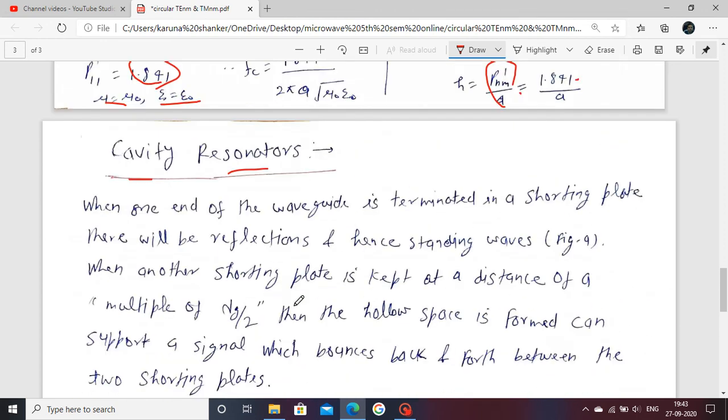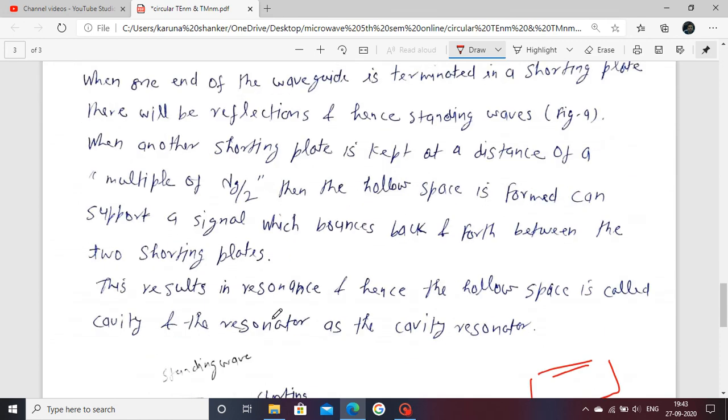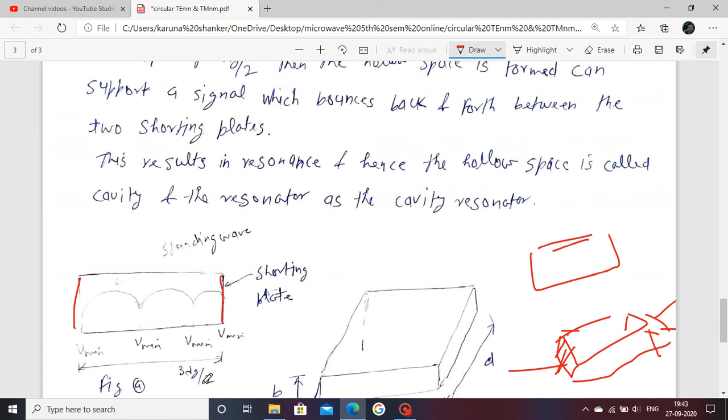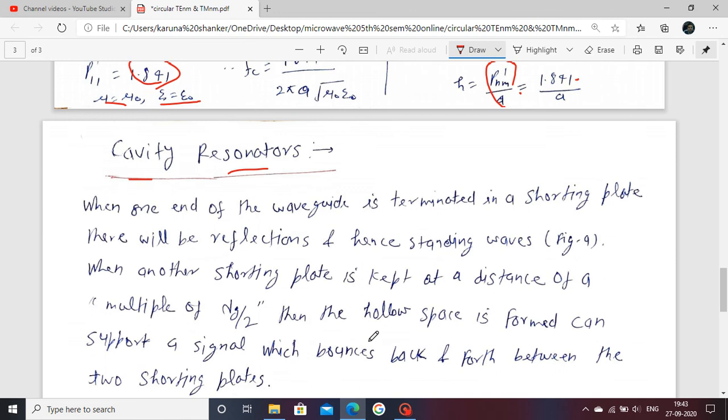When the other shorting plate is kept at a distance that is a multiple of lambda g by 2, meaning one, two or three times lambda g by 2, the overall conclusion is that both sides of the rectangular waveguide, input side and output side, which were open, are now closed with shorted plates, forming a box.